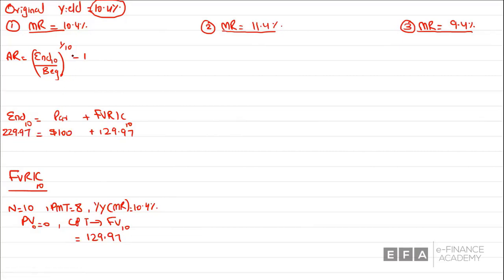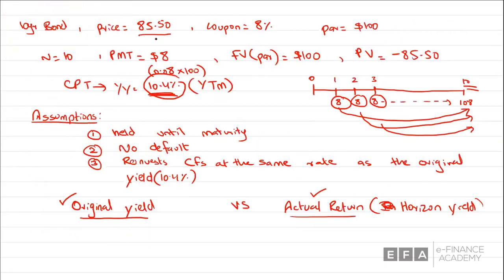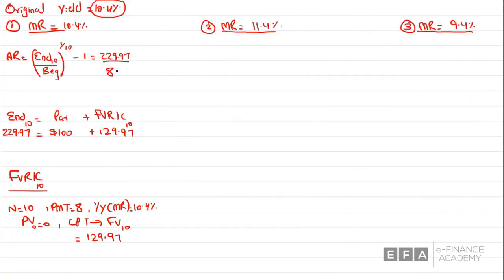If you calculate the actual return, you should get... how much did we buy the bond for? The bond was priced at 85.5, as you can see here. So we would just say 85.5 to the power of 1/10 minus 1.